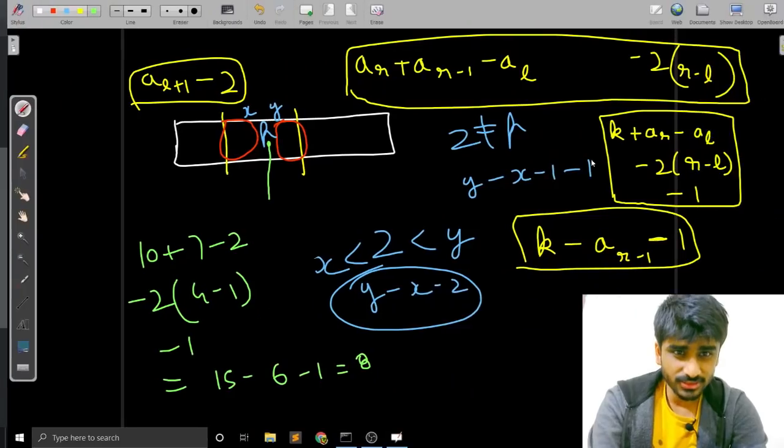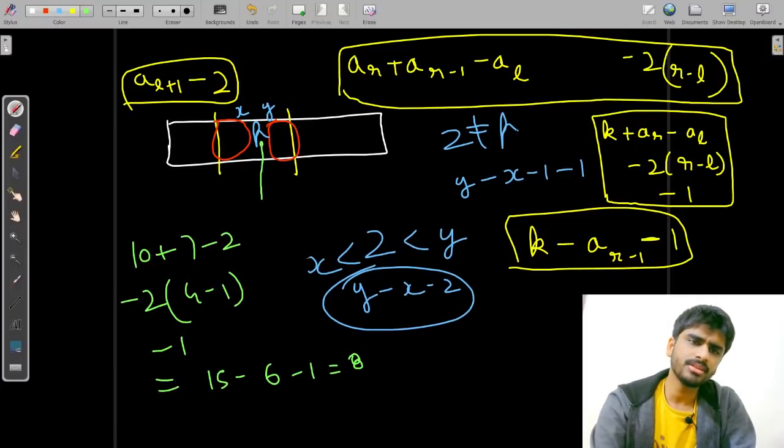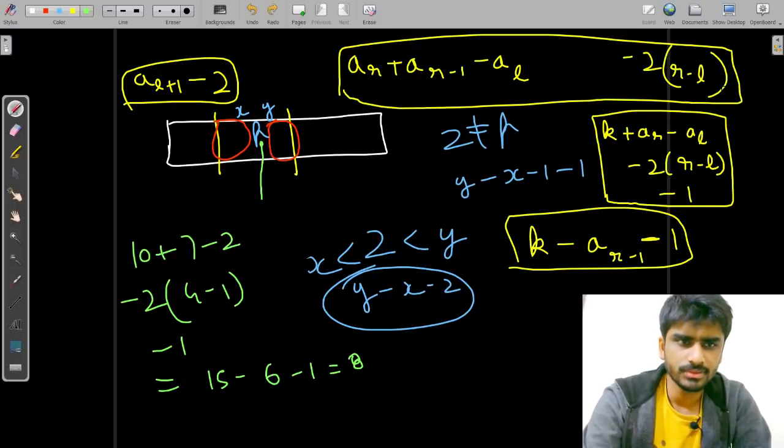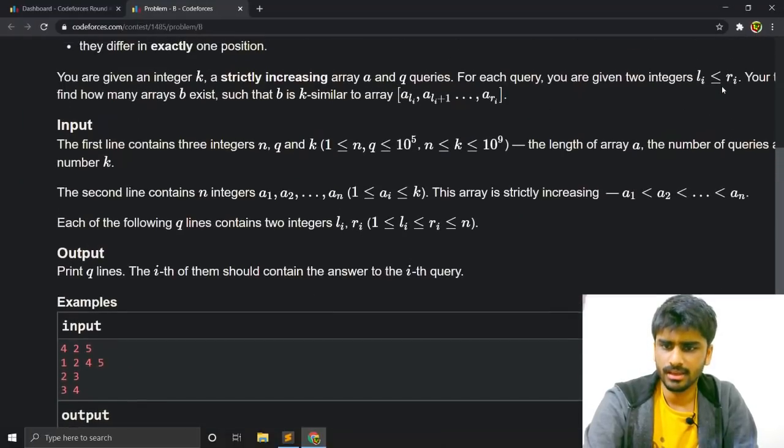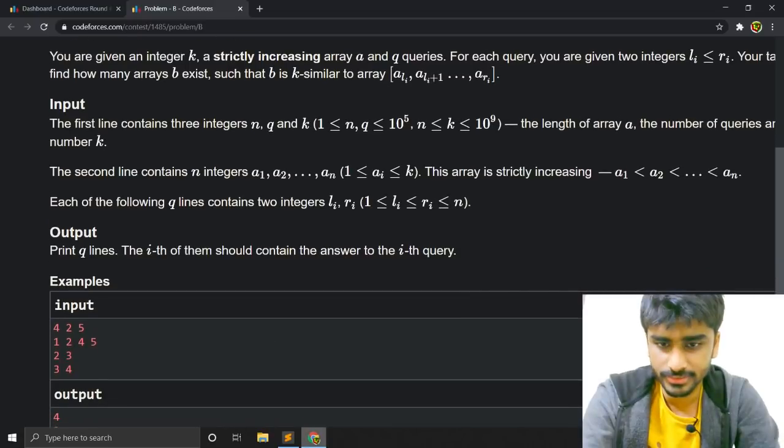So I think this formula will always give us the correct answer. Maybe one exception is if L equals R, then what will happen? If L is equal to R, we get AR minus AL, which is 0. R minus L is also 0. Then K minus 1. I think this formula will always work. Except if they are adjacent, maybe it won't work. Let's try for this case, 2, 3. So we have 5 plus 4, 9 minus 2, that is 7. 7 minus 2 is 5. 5 minus 1 is 4. Yeah, so it's always working, I think.